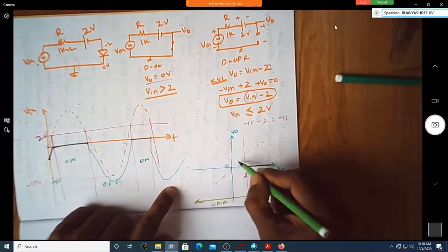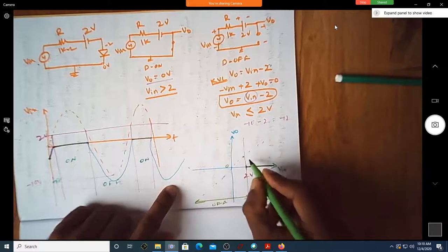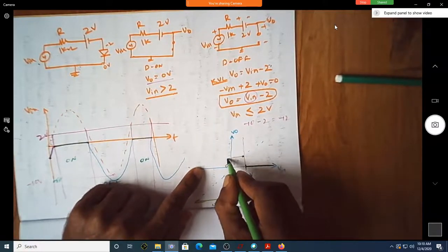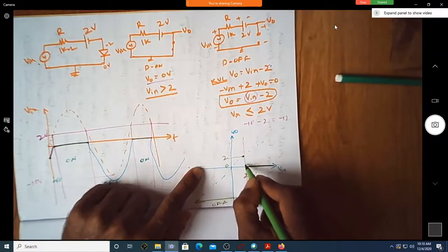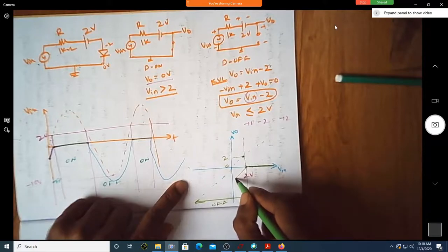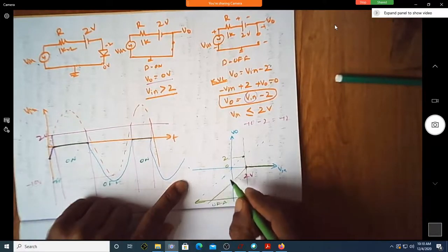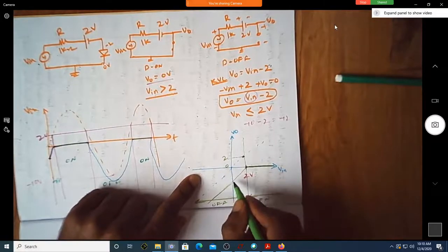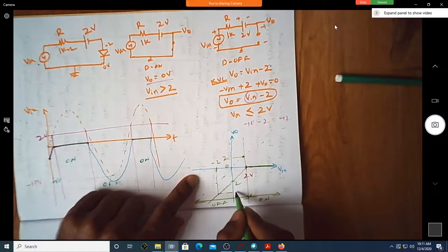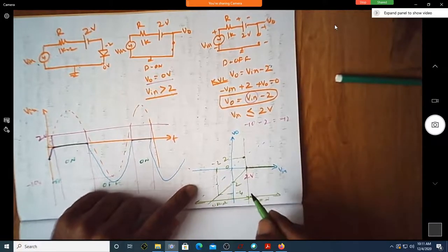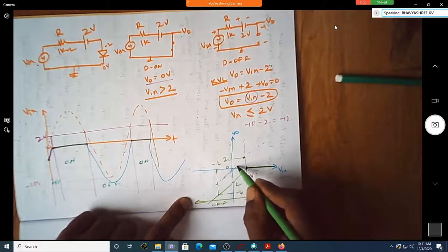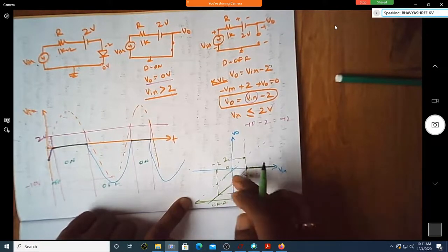If the input voltage is below 2, what is the output? This is V in, so V in minus 2. Assume that this is now 2 volt. So what is 2 minus 2? It is 0. Can you see the output voltage is exactly parallel with your input voltage, but below 2 volts. If this is 0, this is minus 2. If it is minus 2 here, then this is minus 4. Correct? Yes, sir. Here the output is the same as the input, but here the output is less by 2 volt.